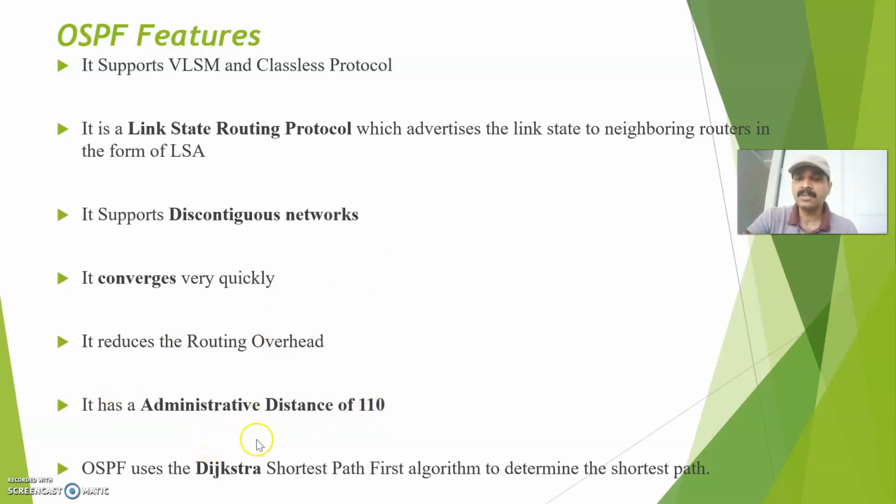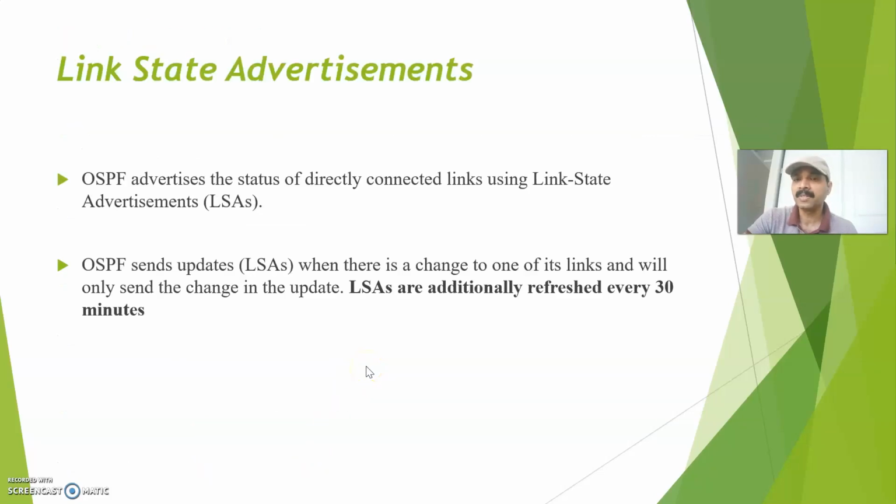OSPF uses the Dijkstra shortest path algorithm for finding the best path to the remote network. So what is a link state advertisement? OSPF advertises the state of its links, whether the link is up or down, to the neighboring routers in the form of LSAs, what we call link state advertisements. LSAs are additionally refreshed every 30 minutes. So every 30 minutes, it will send the LSA to the neighboring routers. And also whenever there is a change to any of the links, it will update the neighboring routers. So it always sends triggered updates. Any change updates are sent to the neighboring routers in the form of link state advertisements.